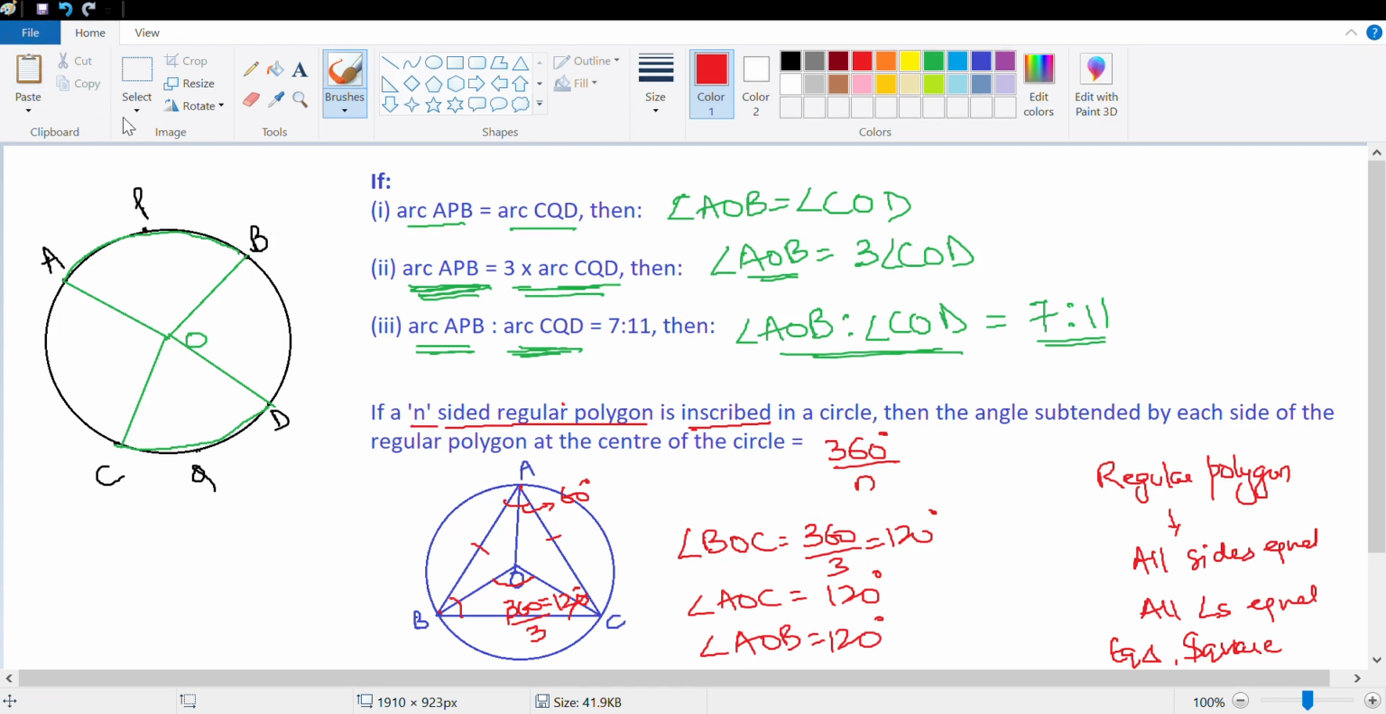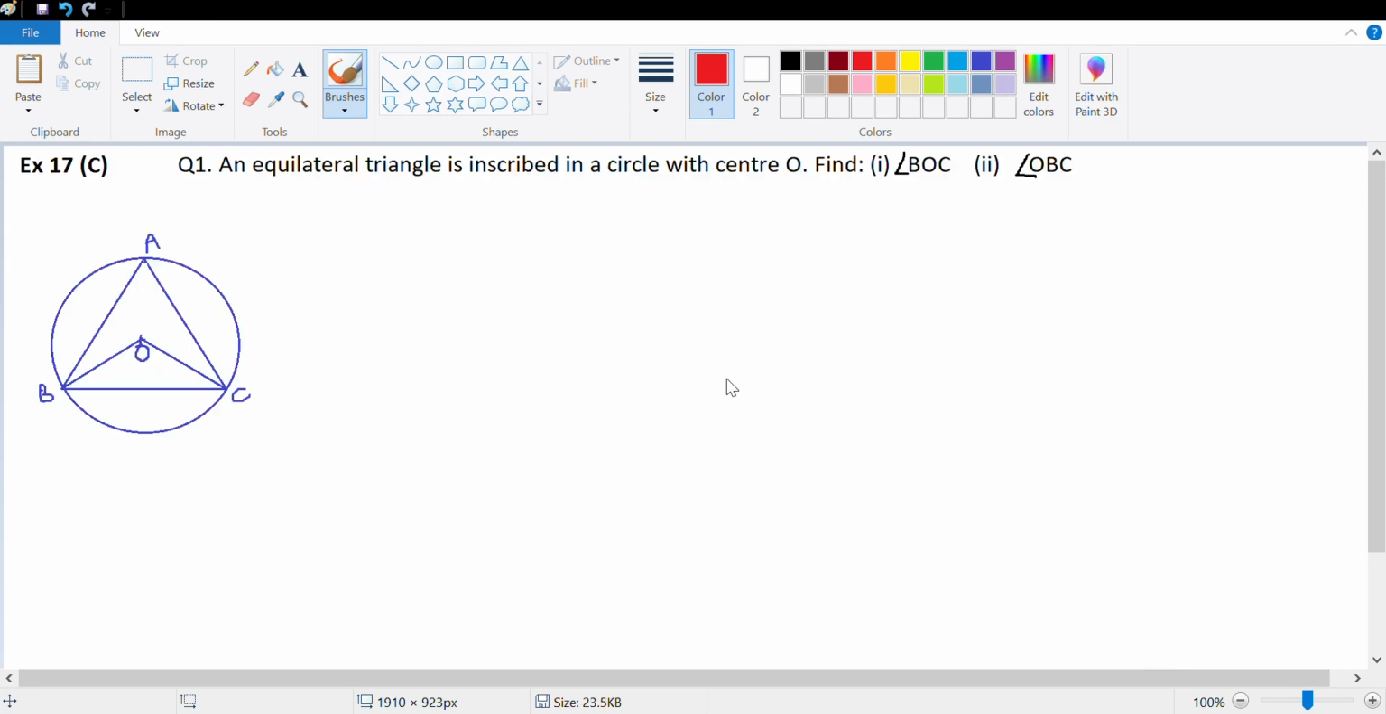So let's try and solve our first question. When we apply them, I guess the questions and these properties will become clearer. Question number 1. In the given figure, an equilateral triangle ABC is inscribed in a circle with center O. Find angle BOC. So let's just write this down.